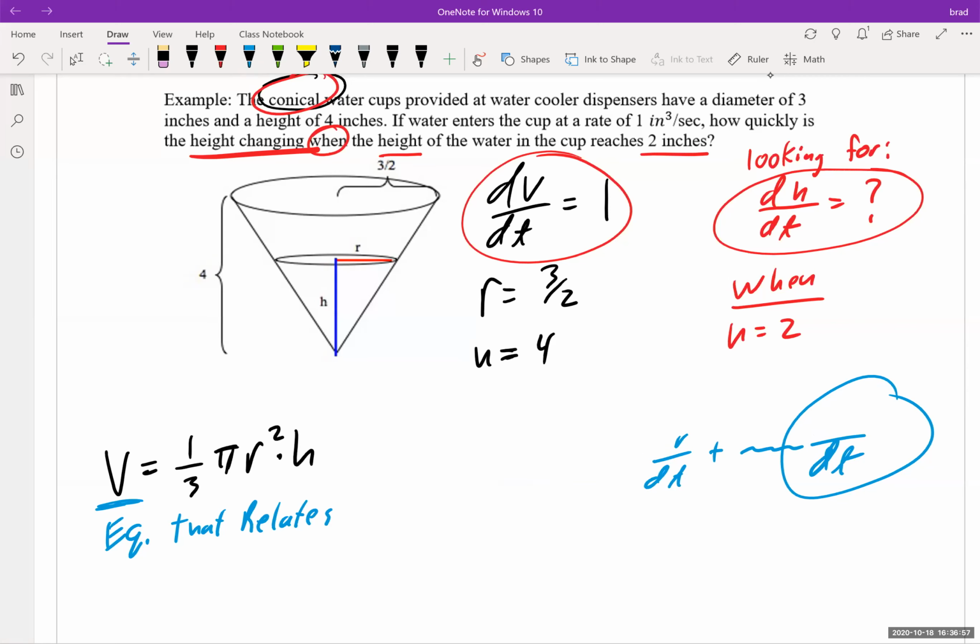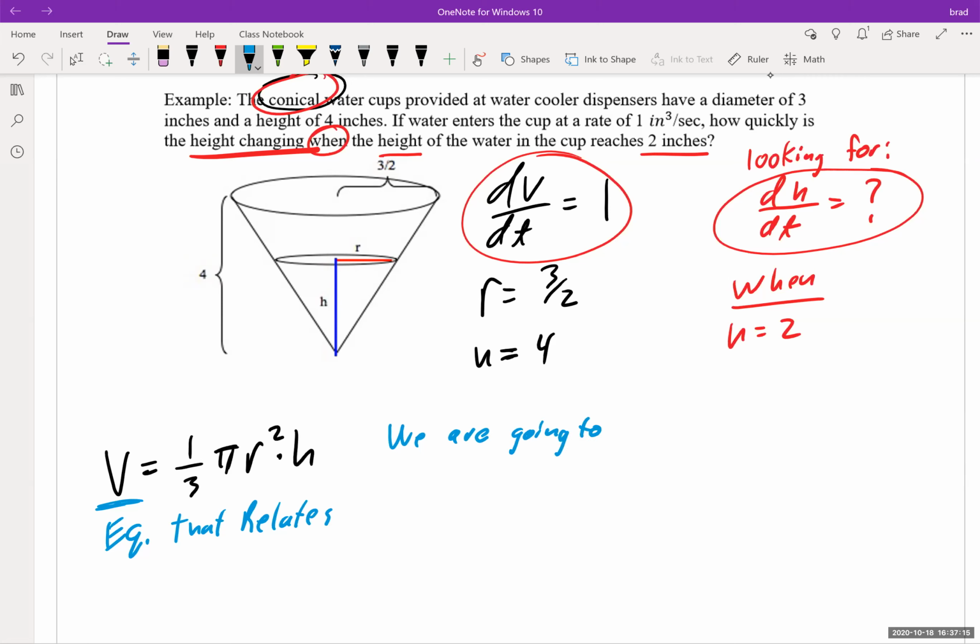Whenever you have too many variables, you can try to solve for the variable ahead of time. So I'm going to try to solve for r and substitute it in. Okay, so I'm going to rewrite everything in terms of h. So we are going to rewrite the volume equation in terms of h, okay? But in order to do that, I have to find some kind of relationship that will allow me to solve for one of the variables.